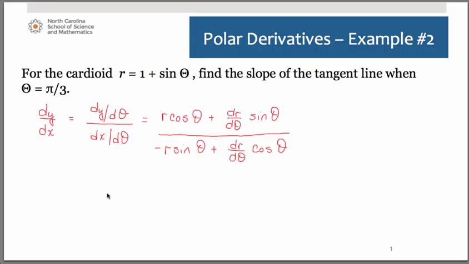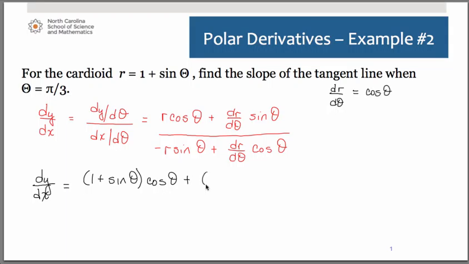Recall the equation for obtaining the first derivative, dy/dx, of a polar curve: r cosine theta plus dr/d theta times sine of theta, all over negative r sine theta plus dr/d theta times cosine theta. Finding dy/dx for this particular polar curve, we have our r value, which is 1 plus sine of theta, times cosine theta, plus, now we need dr/d theta. If we find dr/d theta from the r equation we are given, that simply is cosine theta. So we have cosine theta times sine of theta.